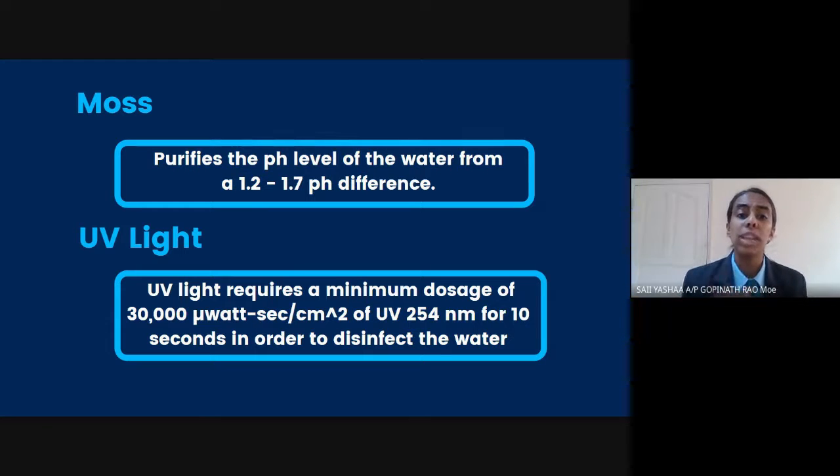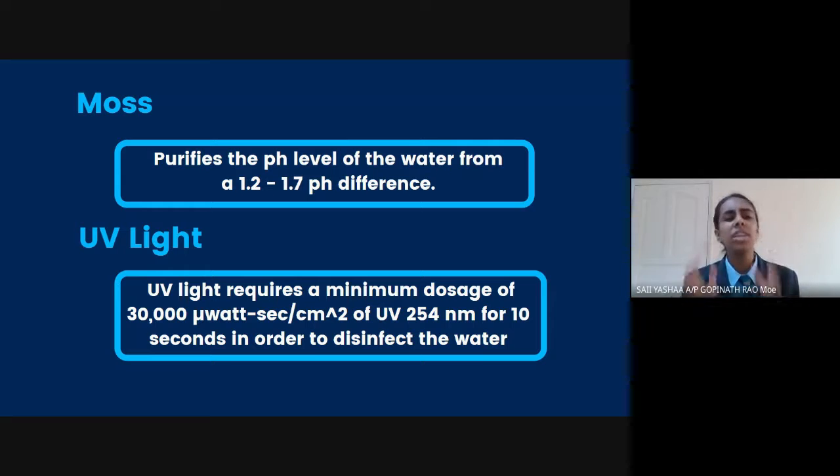Studies have shown that moss can purify the pH of water from a 1.2 to a 1.7 pH difference, meaning the range of the water that can be purified would be between this range, a bit higher or lower. This study was done by the School of Biosciences and Technology, University. UV light, on the other hand, needs a minimum dosage of 30,000 microwatt per second for 10 seconds in order to purify and disinfect the water from viruses, bacteria, mold spores, and algae.